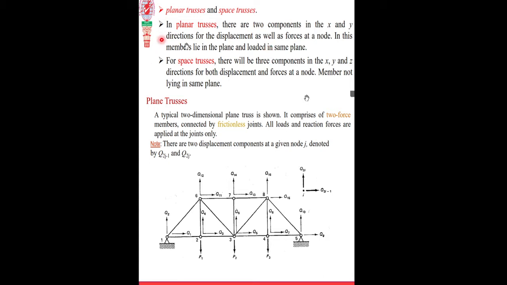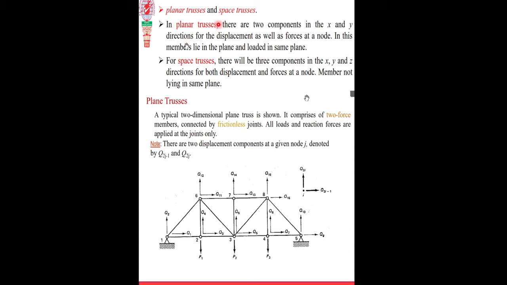So in trusses there are two types: planar trusses and space trusses. In planar trusses there are two components, displacement along x and displacement along y. We consider only x and y, as well as the force at the node. This type of truss is known as a planar truss.